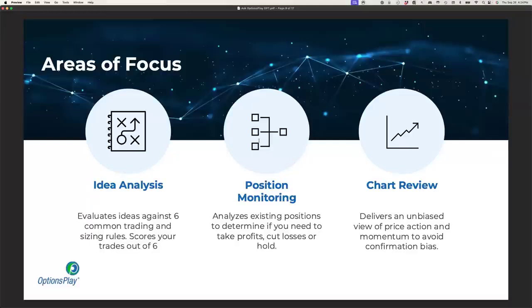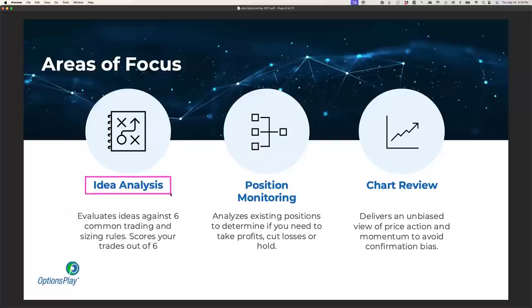And I want to give you an idea as far as what we focused on. There are 3 areas of focus that this current version of Ask Options Play is designed specifically for. There are a lot of areas that we want to take it to, but for now, in version 1, these are the 3 things that you have access to. First of all is idea generation.